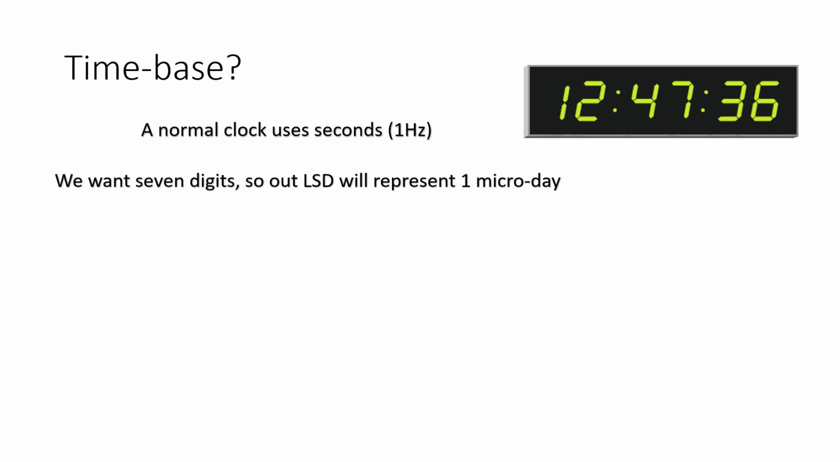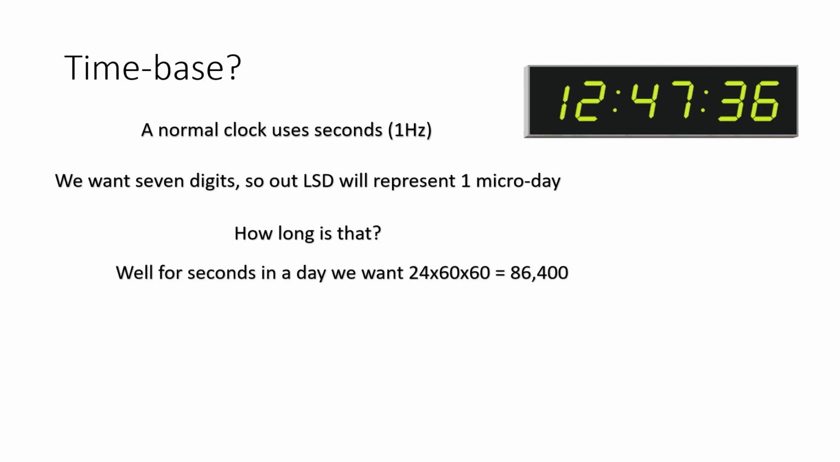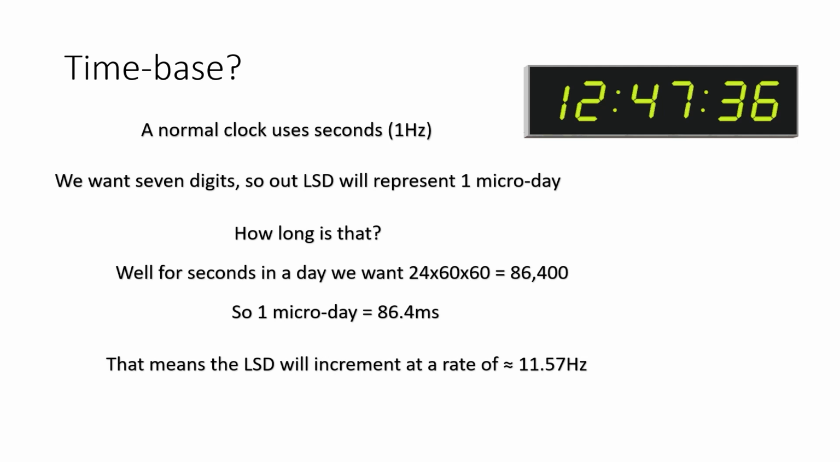So let's do a bit of maths to work out how long a micro day is in units we actually understand. It's quite simple to calculate that there's 86,400 seconds in a day. So 1 micro day is that divided by 1 million, which is 86.4 milliseconds. We can take the reciprocal of that to calculate the frequency that our least significant digit will update at, and that is around 11.6 hertz.